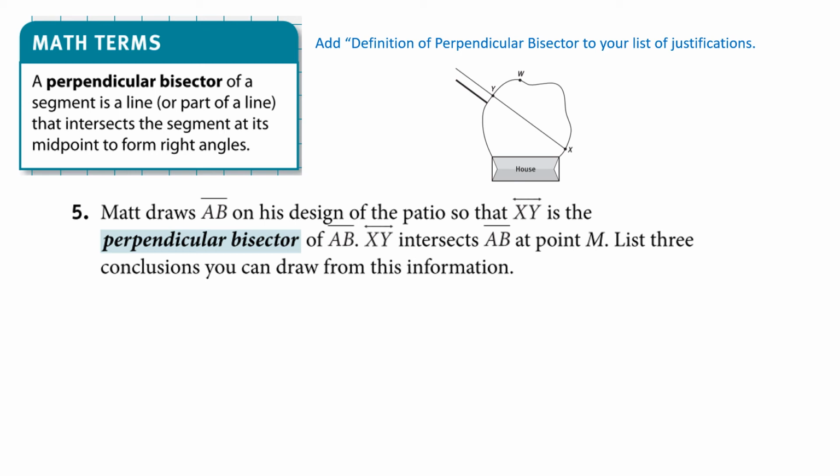All right, so Matt draws segment AB on his design of the patio. So I have the design of the patio above this question right here. He draws it so that line XY is the perpendicular bisector of segment AB. Okay, line XY intersects AB at point M. And we're going to list 3 conclusions that we can draw from this.